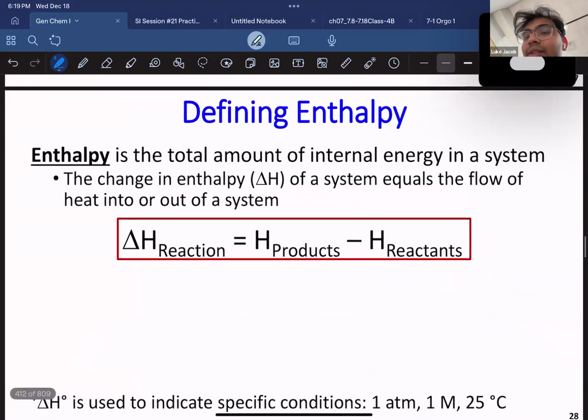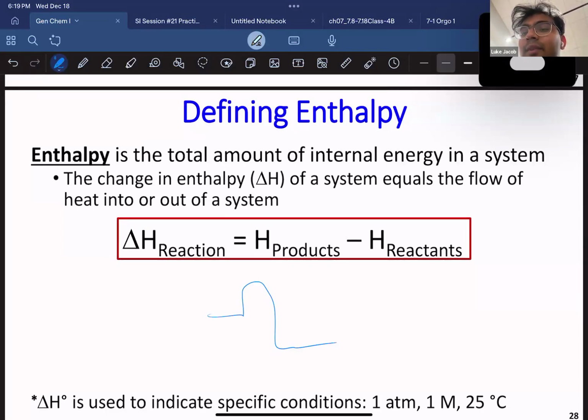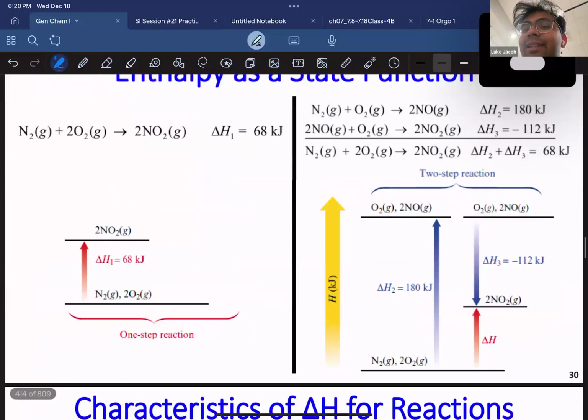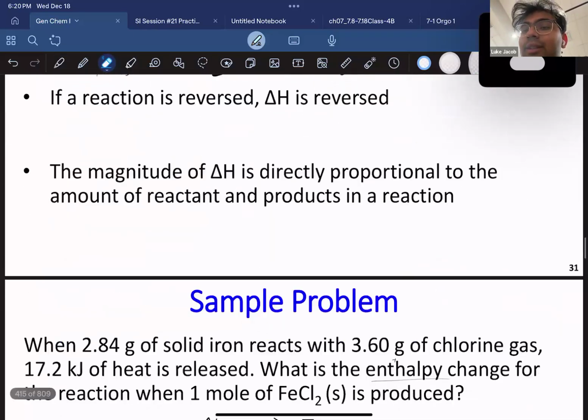So here's delta H. In general, if you have a reaction coordinate graph which shows reactants and products, delta H would be products minus reactants. So in this case, delta H is negative. This shows an exothermic reaction. In this case, delta H is positive because it's products minus reactants. This is going down, this is going up. And that's generally how it is. As we go through this, we'll continue to do that.